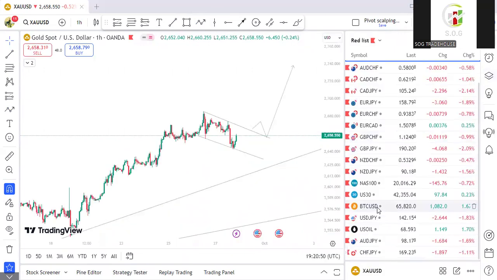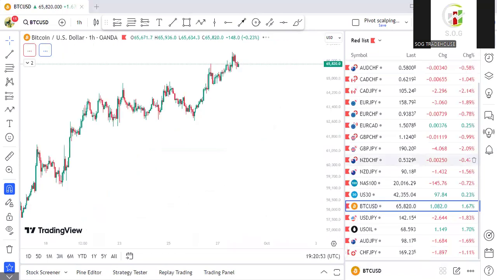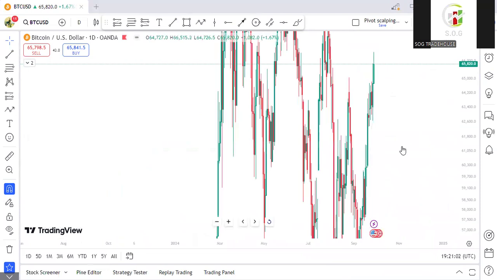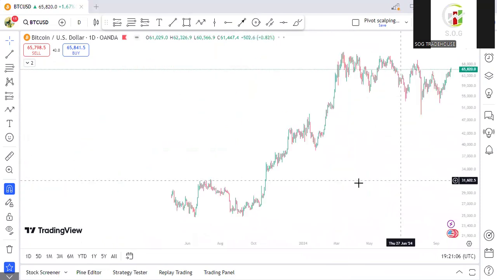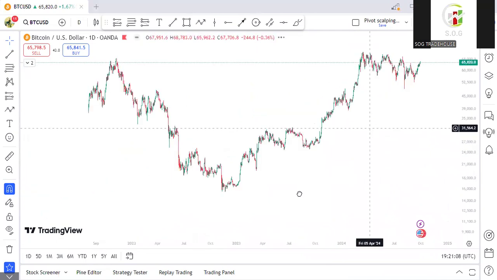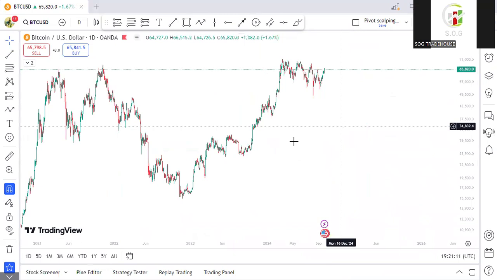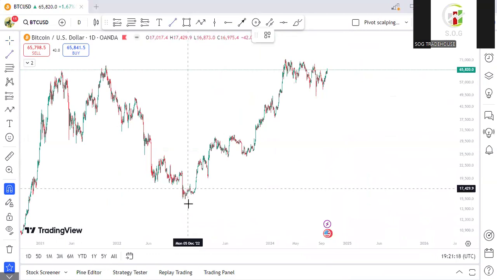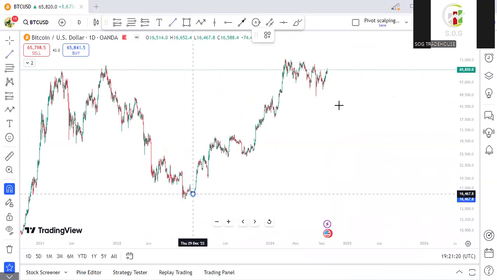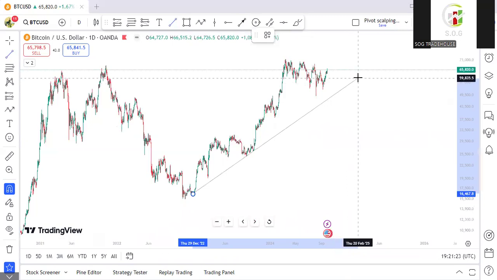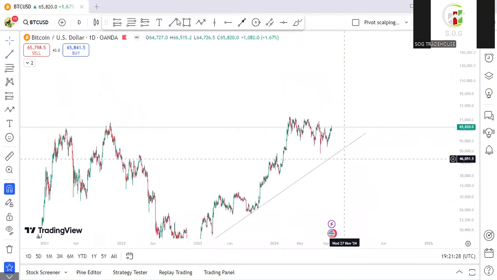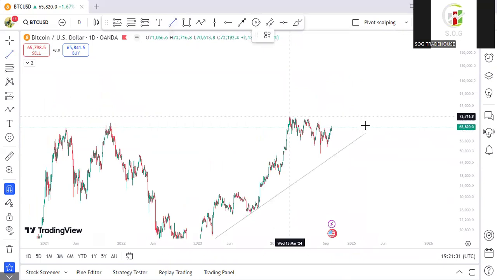So next on my list is BTCUSD. I'll delete everything and start afresh. On BTCUSD, from the daily time frame, you can see BTCUSD has been trending to the upside. So let's connect our trend line on the lows. First touch, second touch, third touch, and we're waiting for the fourth touch of this trend line. And as you can see, there's some kind of chart pattern.